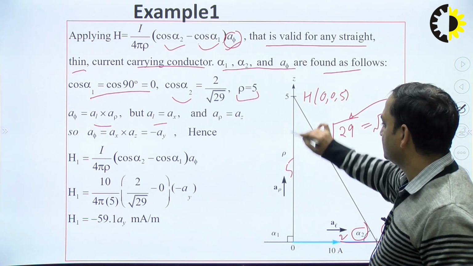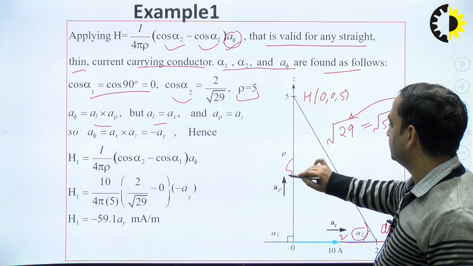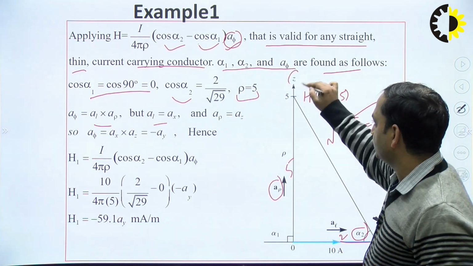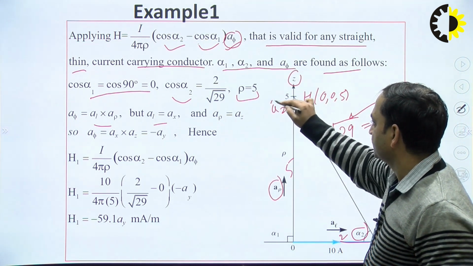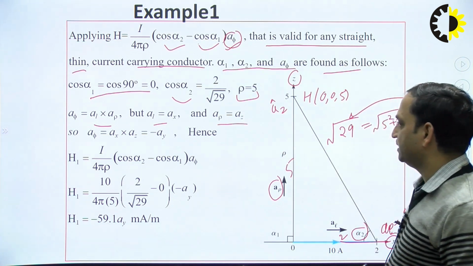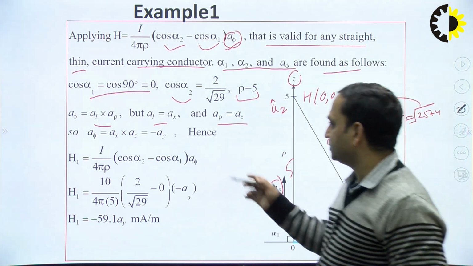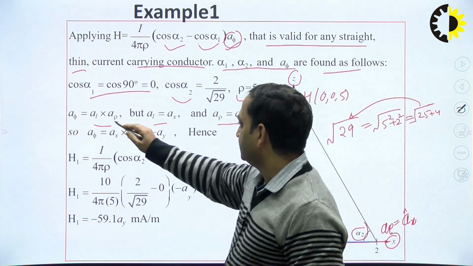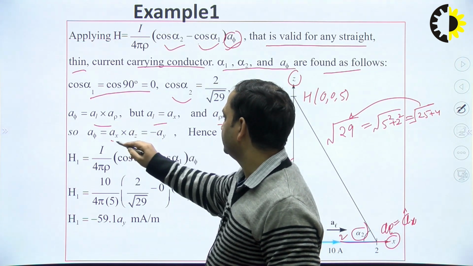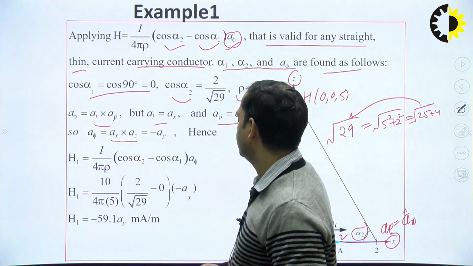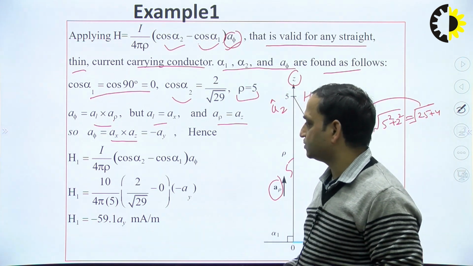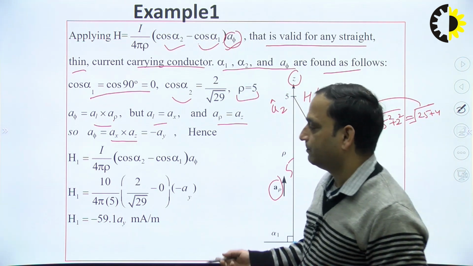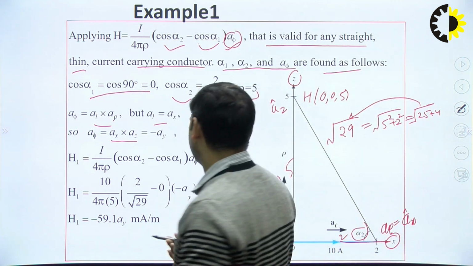Okay, so this is the rho direction. Here rho becomes Z, so it will become AZ. So A rho is equal to AZ. So when you put AL as AX and A rho as AZ, in this case A phi will be what? Minus of A phi. So we can think about this.